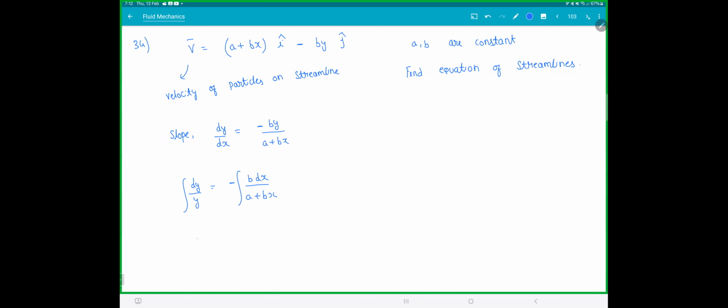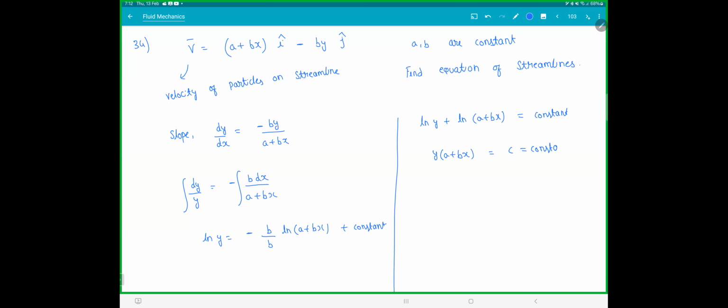What is this integration here? ln y. This is b by b, ln of a plus bx. So the integration of 1 by a plus bx is 1 by b, ln of a plus bx, plus some constant. So this guy would be ln y plus ln of a plus bx is equal to constant. So you'll get y into a plus bx is some constant c. There. So y is equal to c by a plus bx.